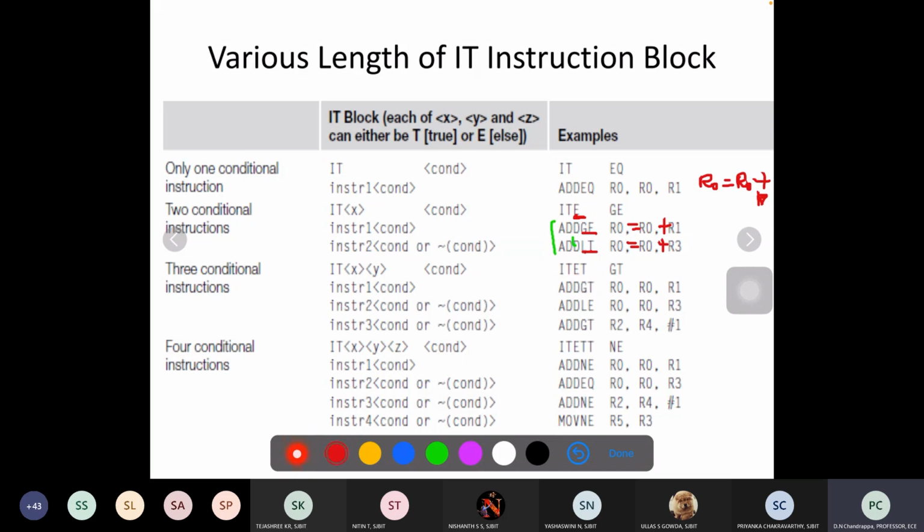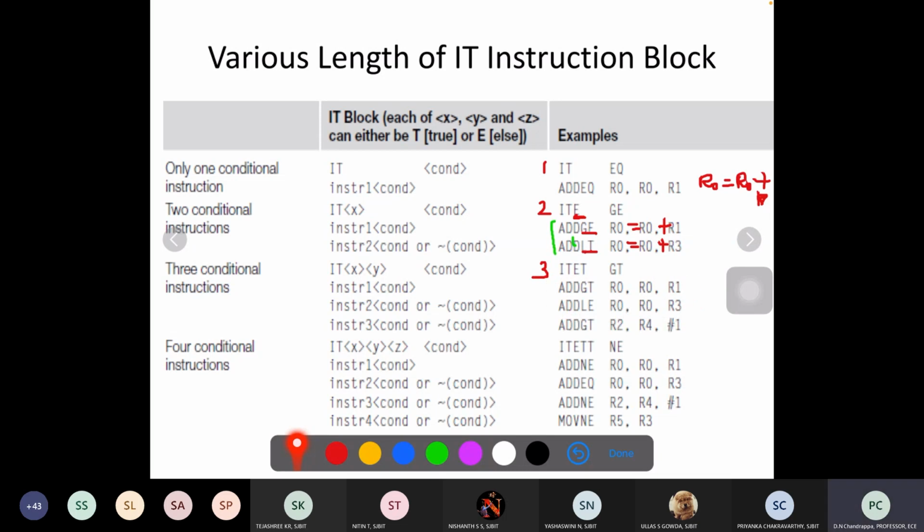In the previous one, this is called as 1. So now this is called as 2. Now it is called as 3. Third one. In the third one, if, then, else, then, greater than. See, 3 instructions you have to execute.